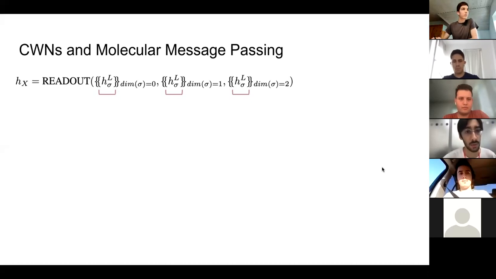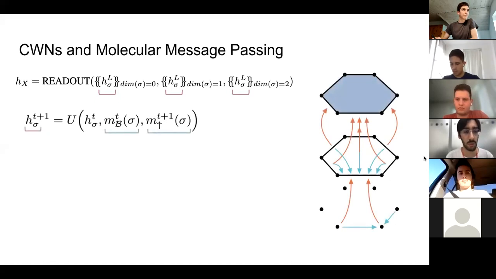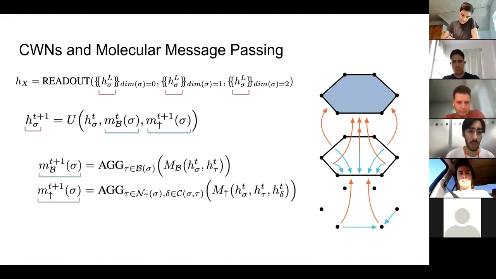The idea is that when we want to embed an entire complex, we perform a readout operation on the multiset of representations of these cells at the last layer. How do we get this? Again, we have several layers. At each layer, we update the representation of a cell at any dimension as a function of its current representation and messages. We have two messages: one comes from boundaries and one from the upper adjacent cells. We describe them here.